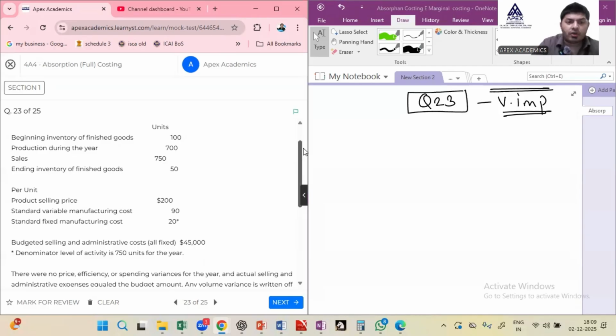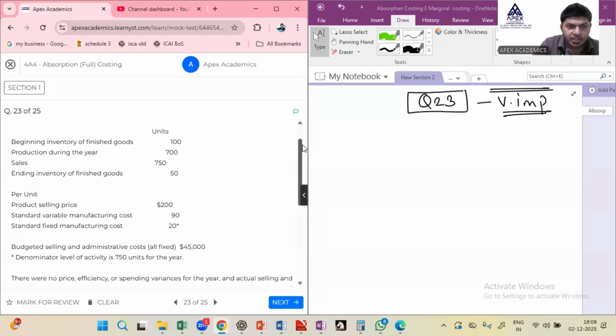The opening stock of finished goods is 100 units. The production is 700. The sales is 750. And the closing stock of finished goods is 50. The per unit selling price is 200, standard variable cost is 90, and the standard fixed manufacturing cost is 20. Please notice that there is an asterisk above this 20, and this asterisk says that the denominator level of activity is 750 units.